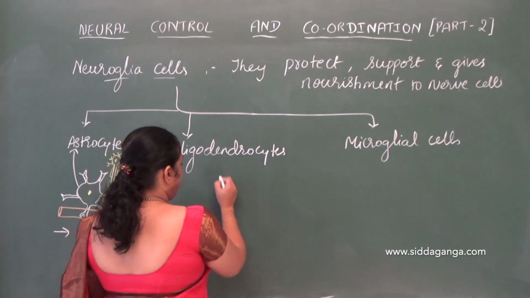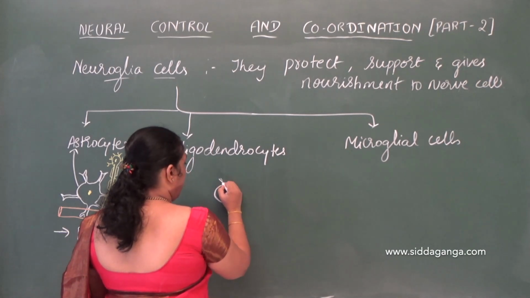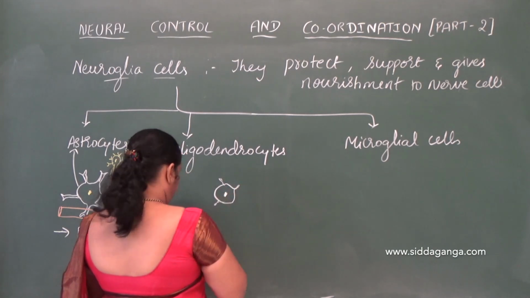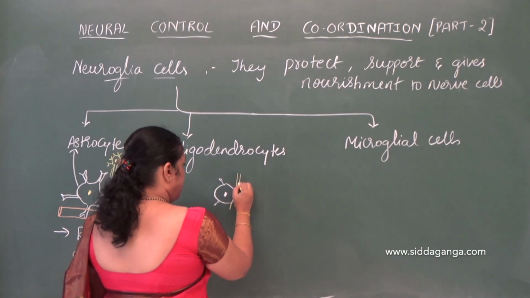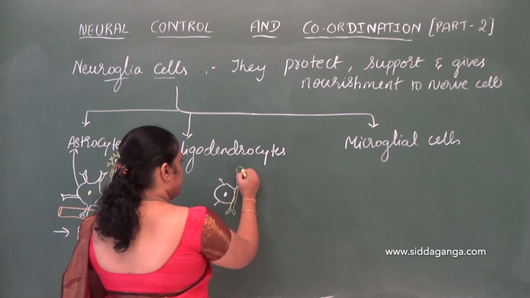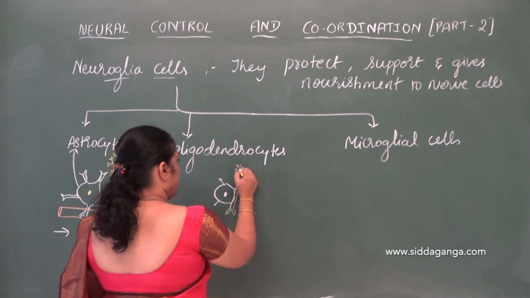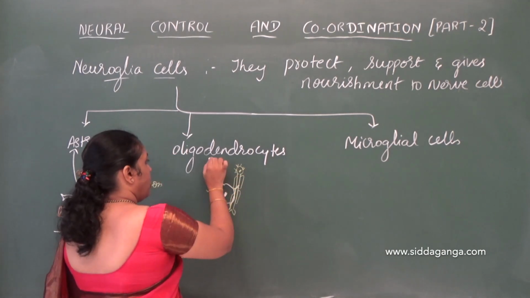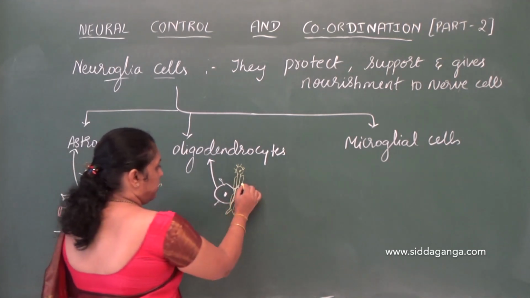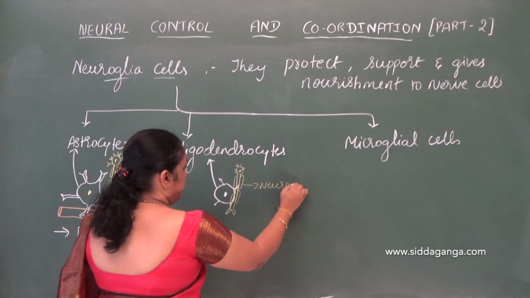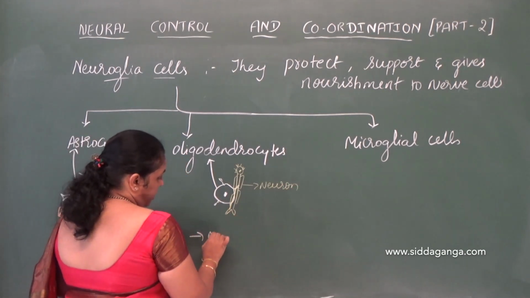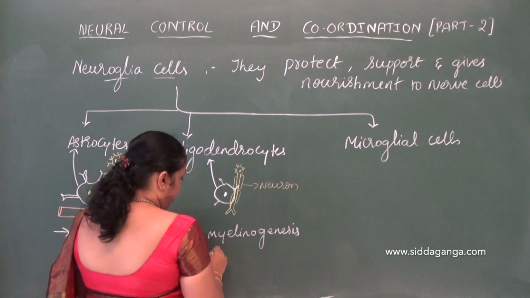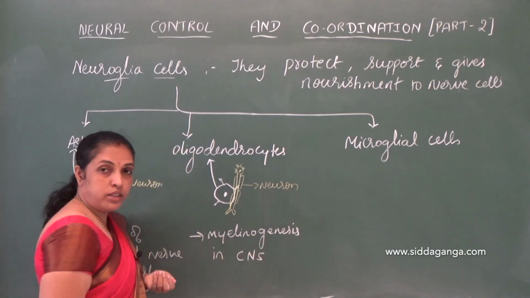Oligodendrocytes have fewer processes arising from the cell body. This is again a neuron, and this is an oligodendrocyte. This mainly helps in myelinogenesis in the central nervous system.